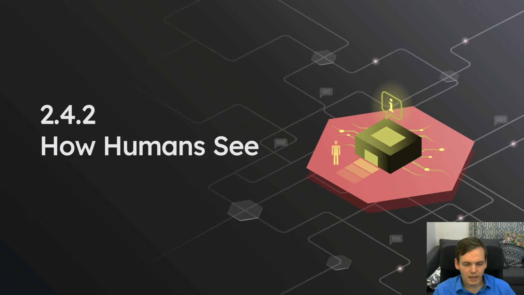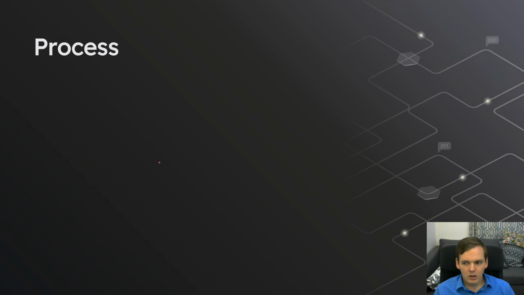Now that we understand how light works, we're going to look at how that interacts with our human eyes to help us see. So the process is basically four steps for how humans see. The first step here is that light is focused by the lens in your eye.